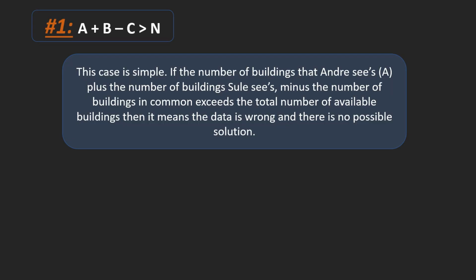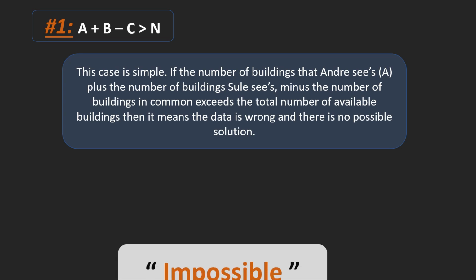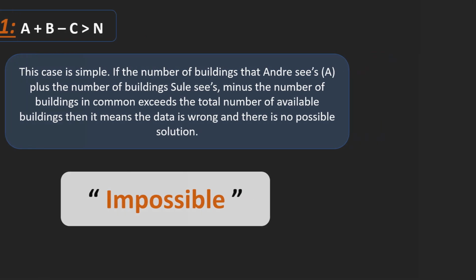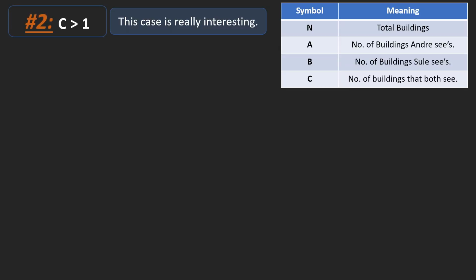First, let's check the most simple case. If the number of buildings that Andre sees plus the number of buildings that Sule sees minus the common buildings is greater than the total buildings, then the solution is not possible. In this case, the information provided is wrong and we return impossible. If it's not the first case, then we can move ahead. Now comes the real deal.